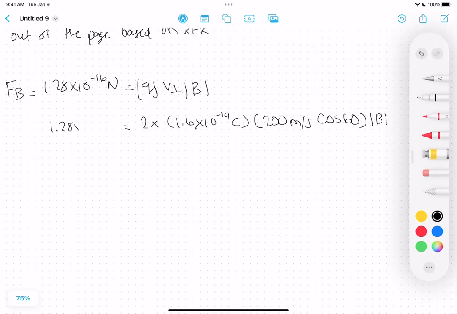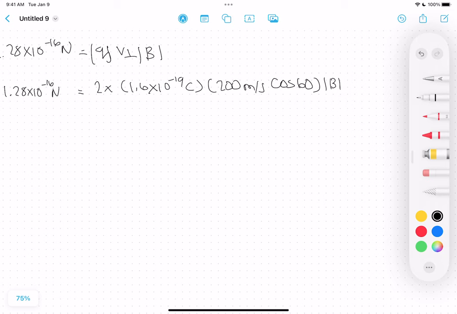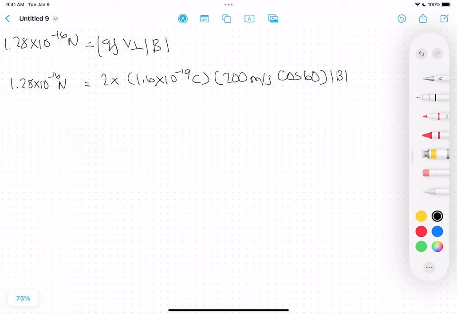So we have 1.28 times 10 to the negative 16 newtons on the left. That's equal to 2 times the charge, which is 1.6 times 10 to the negative 19 coulombs for a single electron or proton, and then multiplied by the perpendicular component of the velocity, and then multiplied by the magnetic field. So if we divide everything over, we should be able to get the magnetic field. And let me write that on the board for you guys to see here as well.